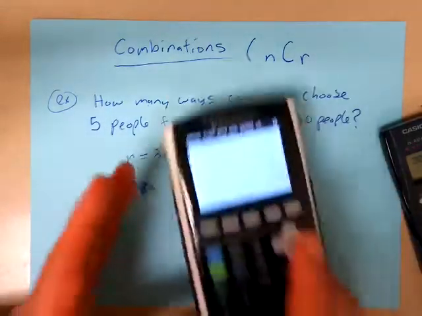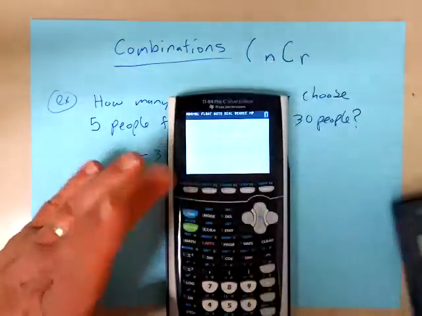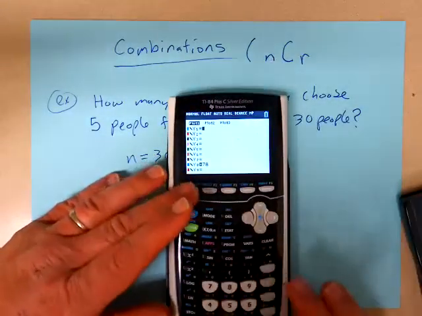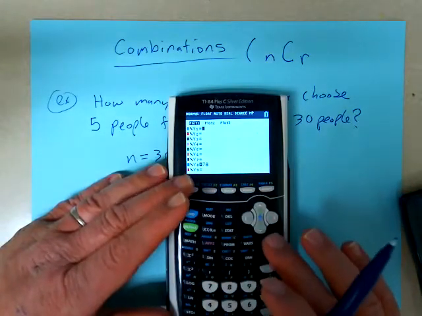So you can see this one's a lot more work. The other calculator has a button directly on it. This one you have to go into the menus and find it, and it's on the math menu. I'll show you one more time.